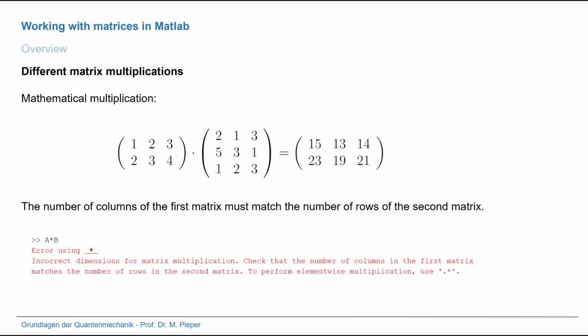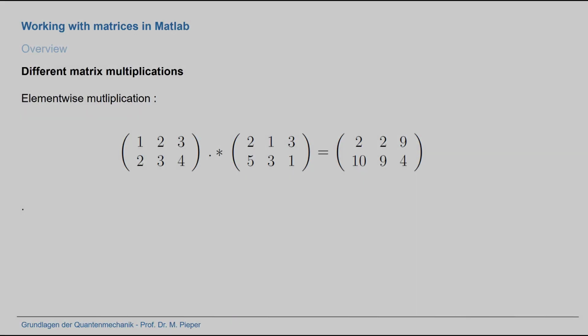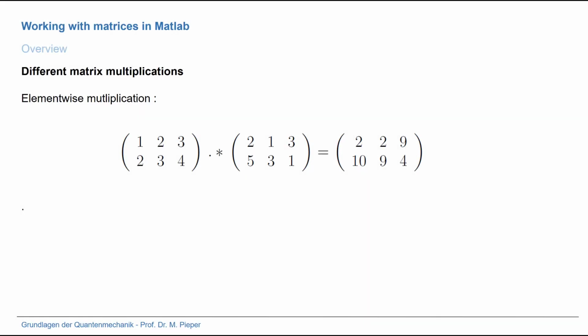Okay, how does the mathematical multiplication work? We multiply each row of the first matrix with each column of the second matrix. For example, the first row with the second column. So that is 1 times 2 plus 2 times 3 plus 3 times 2, and that gives the 13 in the resulting matrix.